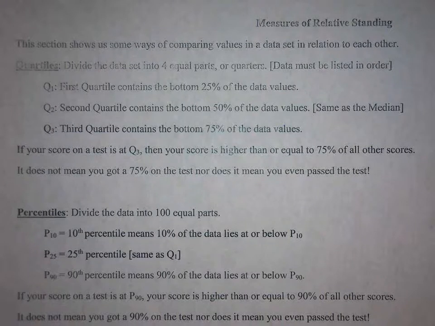It does not mean you received a 75% on the test, nor does it mean you even passed the test. It just means if there were 100 people that took the test, your score was greater than or equal to 75% of all other scores. It doesn't mean you did well on the test or poorly on the test. It just means that your score beat 75% of all other scores.